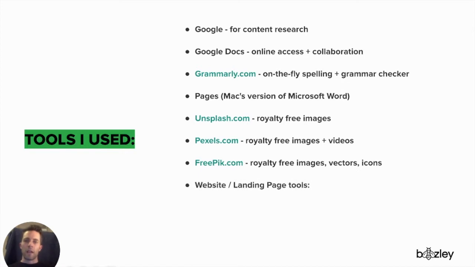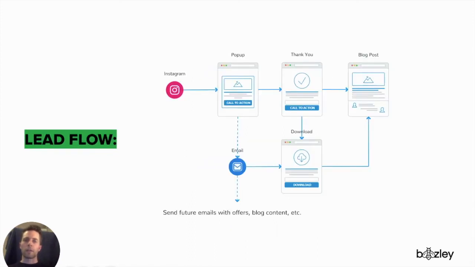And for website and landing page software, I use Weebly.com, which is a super user-friendly website builder, and Power.com, which is a website pop-up builder, which is an application into Weebly. Before we get started on the ebook creation, we need to really think about the flow. What is the user experience going to be?